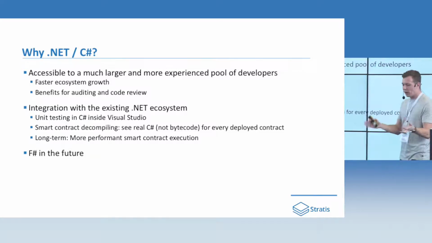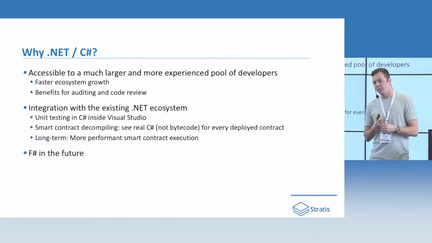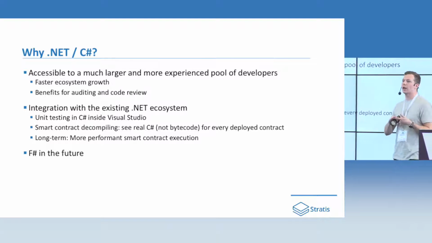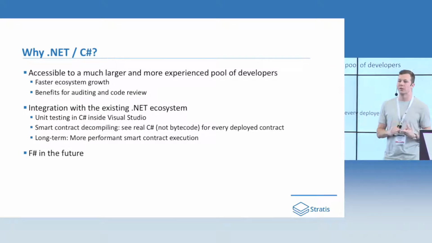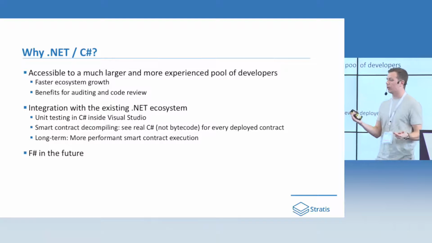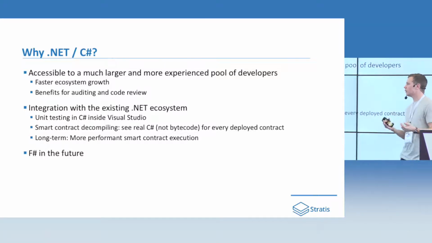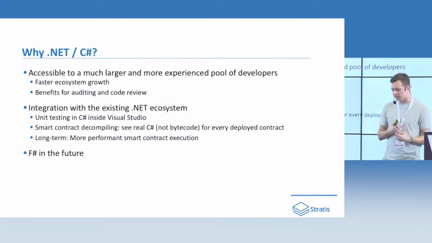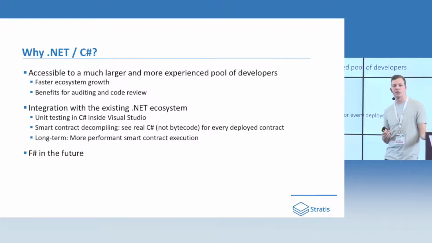So you might be asking, why this obsession with .NET and C#? For us, there's a range of reasons. The first reason: we have access to a much larger pool of developers off the bat. There currently are not many developers around the world who can audit code like Solidity. However, we have developers all over the world that already know C#, so they can already jump into smart contracts. Also, faster ecosystem growth.